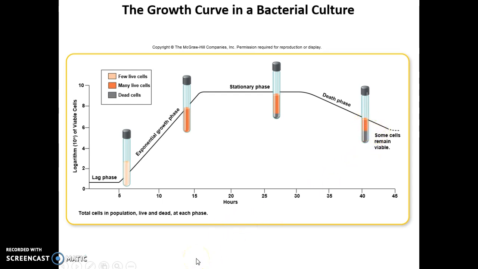All right, so that is the growth curve. Lag phase, exponential or log growth phase, stationary phase, equal amounts of death to equal amounts of live cells being produced. Death phase, more cells dying than are dividing.